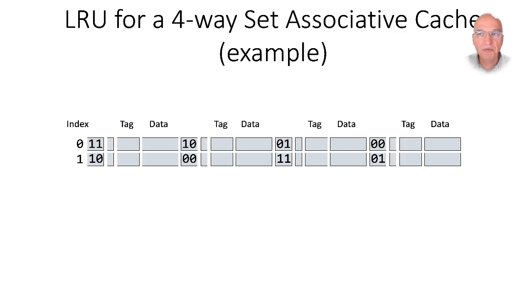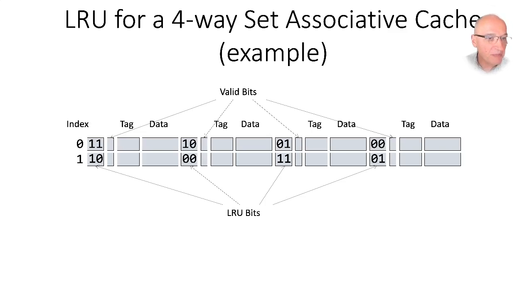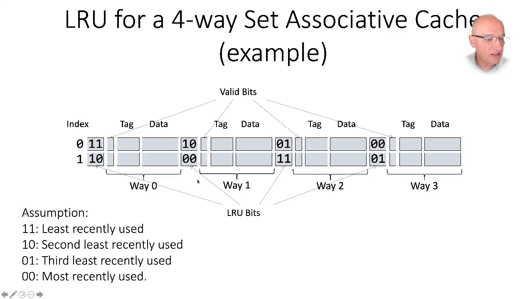So let's look at an example for a 4-way set associative cache. Let's consider that I will try to maintain the least recently used information, and I will need 2 bits per set. So I have my valid bits and I have my least recently used bits. In this representation, I have 1 set per line. So this will be way 0, way 1, way 2, and way 3 of one set, and ways 0, 1, 2, and 3 of another set. So in this cache, I have only 2 sets, so it's a very small cache, and my index is 1 bit, just to illustrate how I do the least recently used information.